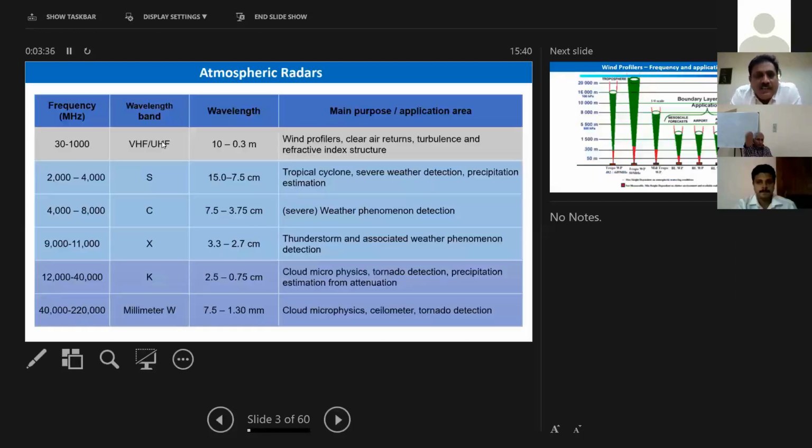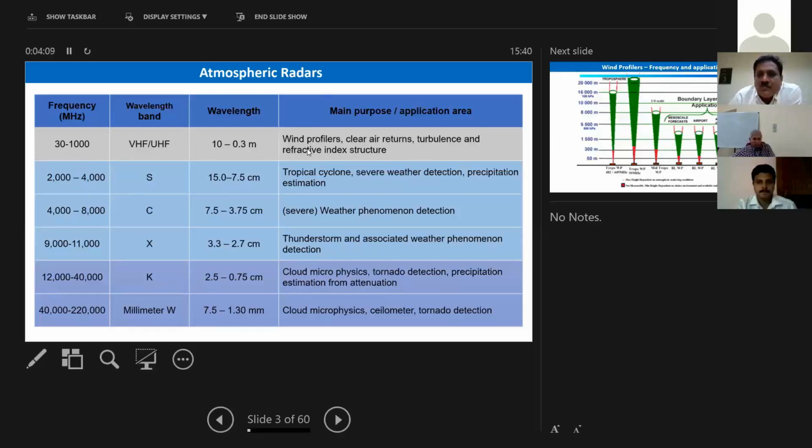So these are the classes of atmospheric radars, starting from VHF frequencies to millimeter wave frequencies. You can see this is 30 megahertz to 1000 megahertz, 1.3 and 1.4 gigahertz. Presently, people are operating at those frequencies. These radars are used for wind profiling applications.